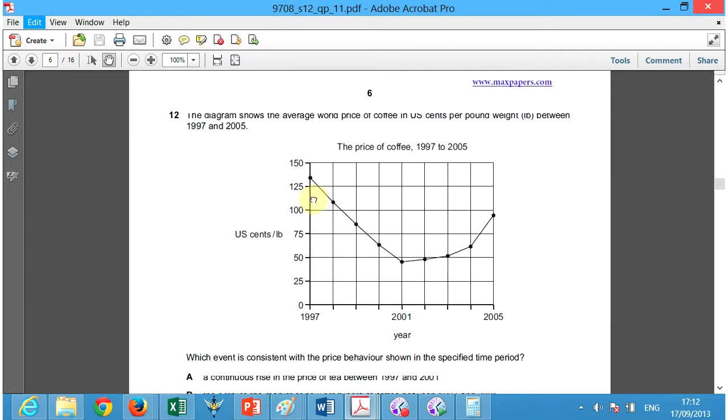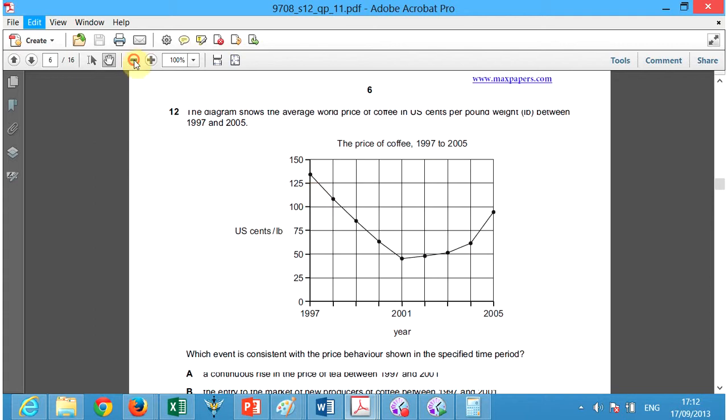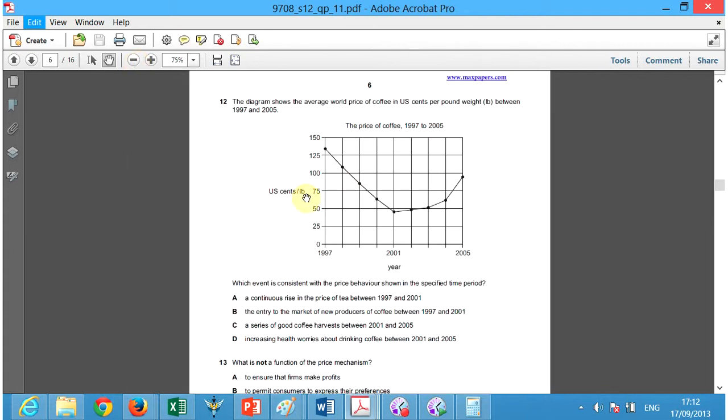The diagram in this question, and I'll zoom out a little bit, okay? In this question, the diagram shows the average world price of coffee in U.S. cents per pound between 1997 and 2005. So we have this graphic here. Which event is consistent with the price behavior shown in the specified time period? Okay, so we're reading a graph.